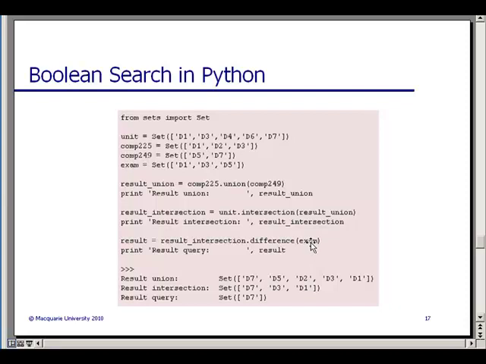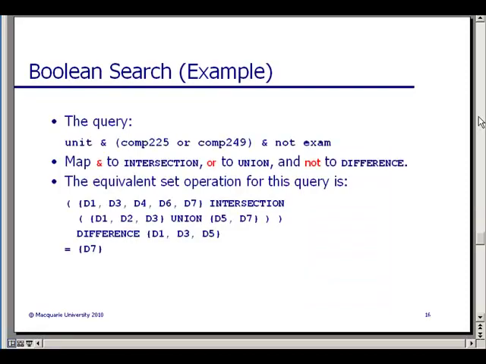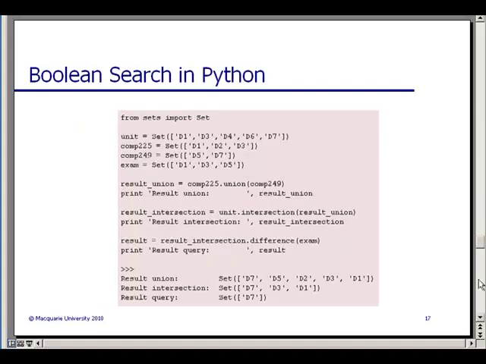I take exam and I calculate the difference, and this gives me my final result here. So basically what I do here, I do the same things that I've done here. First I calculate the union, I calculate the intersection, and then I calculate the difference. And this gives me a set that consists of one document.